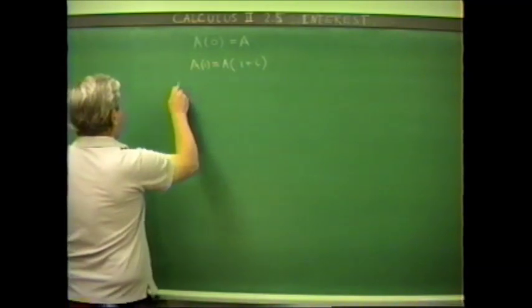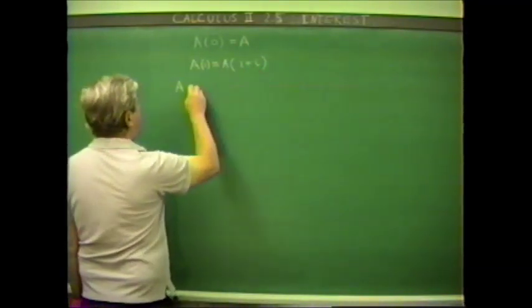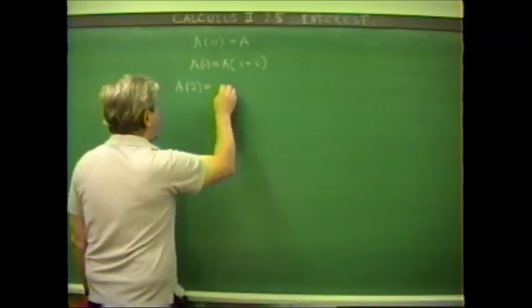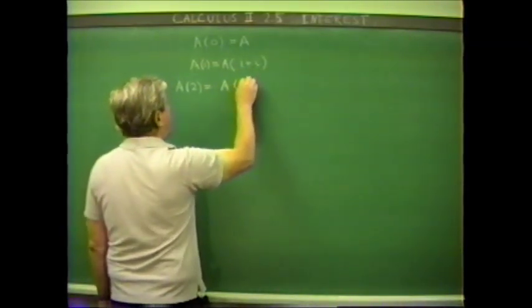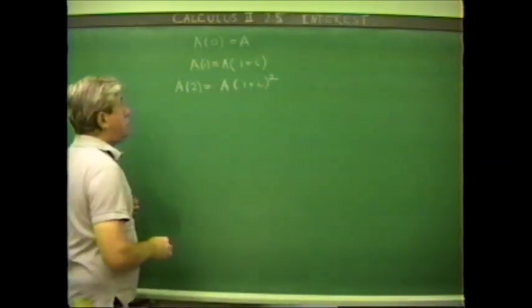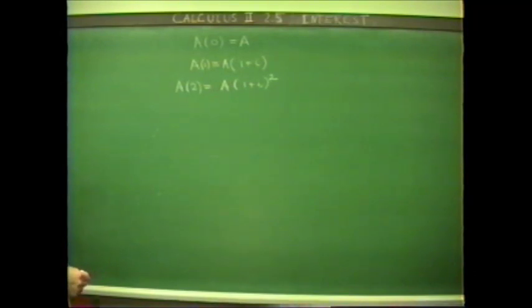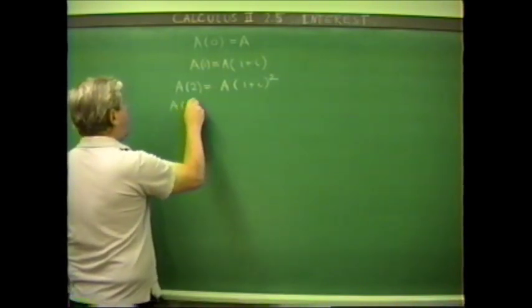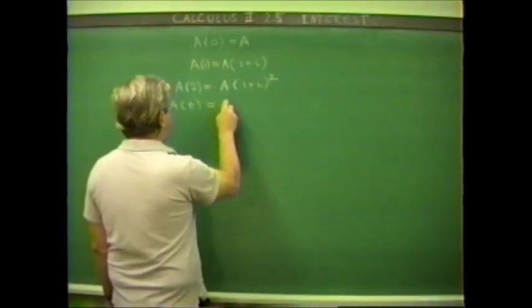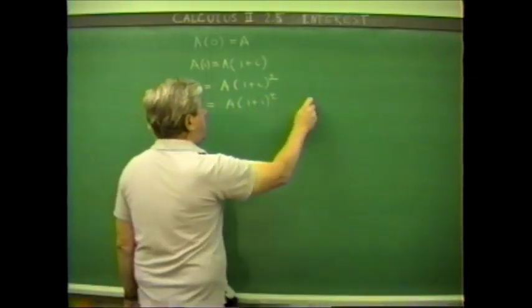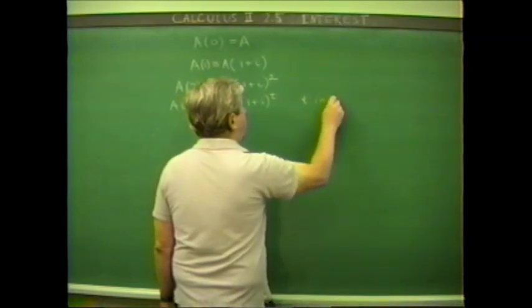If the amount of money is left in the bank for a second year, then the amount A at the end of 2 years is going to be this quantity multiplied by 1 plus i, or A times (1 plus i) squared, where i, of course, is the interest rate. In general, at the end of n years, or at the end of a time t where t is in years, you're going to have A times (1 plus i) to the t power. This is t in years.